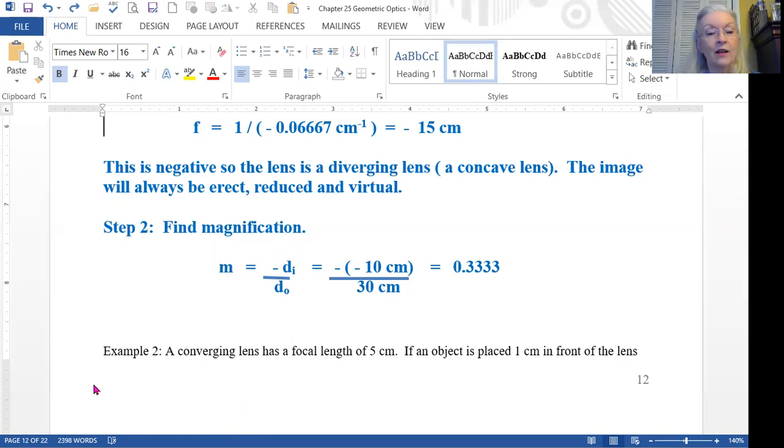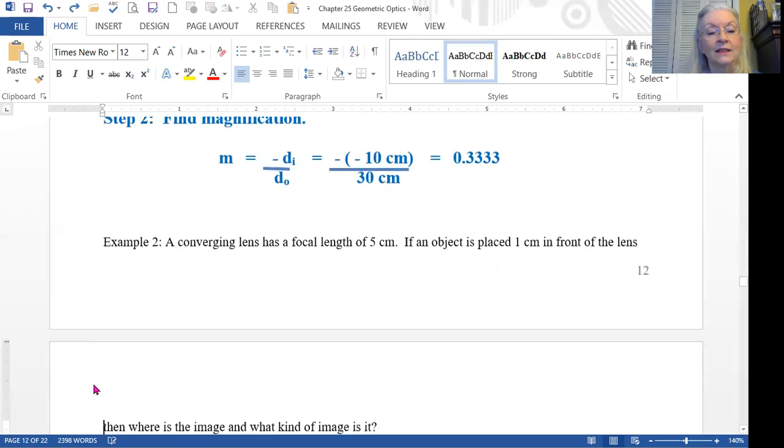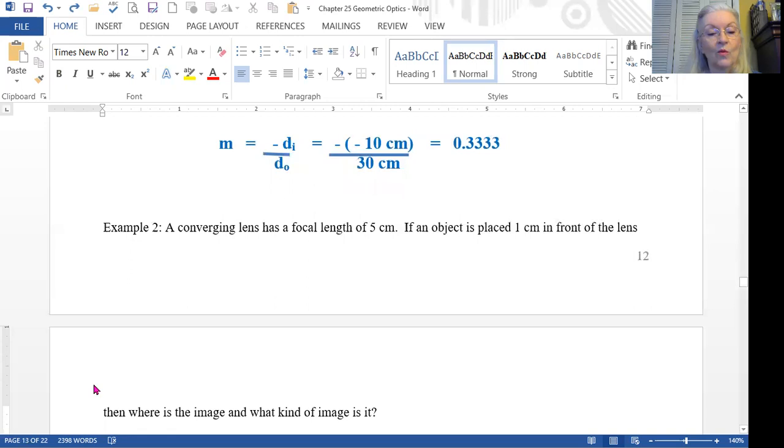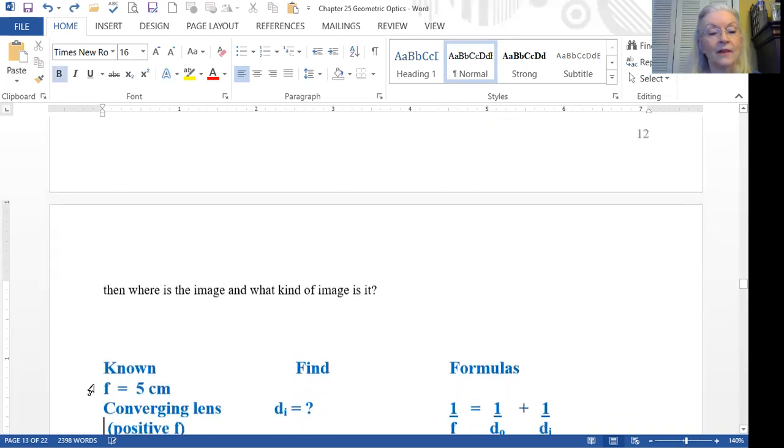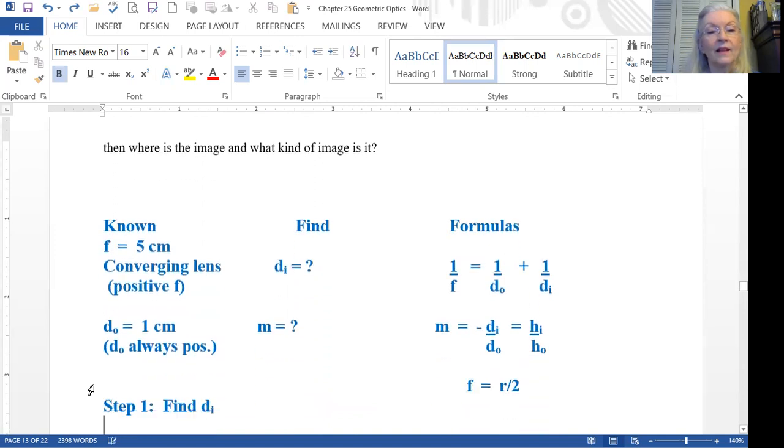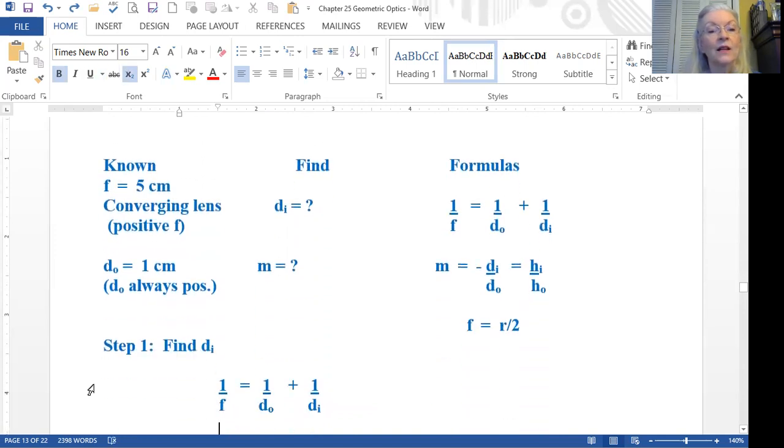Let's look at a second example. A converging lens has a focal length of 5 centimeters. The object is 1 centimeter in front of the lens. Where is the image and what kind of image is it? So we know that F is 5 centimeters. They told us it was a converging lens, so we know F is positive. The object distance is 1 centimeter, and object distances are always positive.